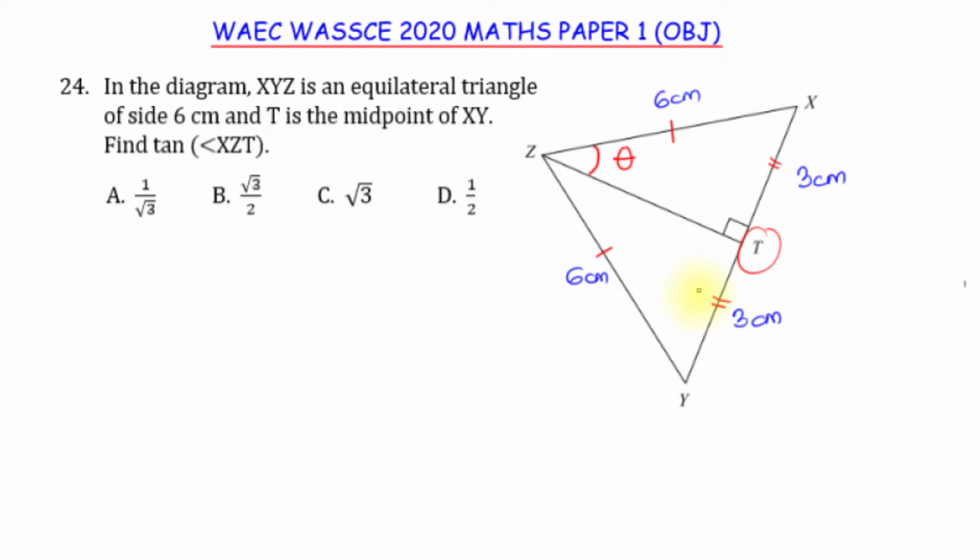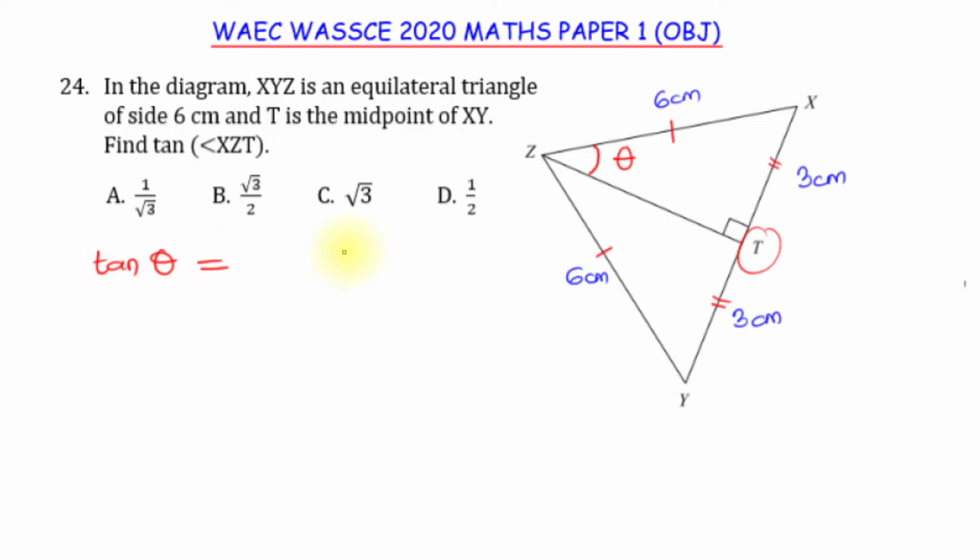Now we can see that this is a right angle here. Already, this is a right angle in which we can use the trigonometry identity SOHCAHTOA to find the tangent. So to get the tan of the angle we are looking for, we can say it is tan theta.